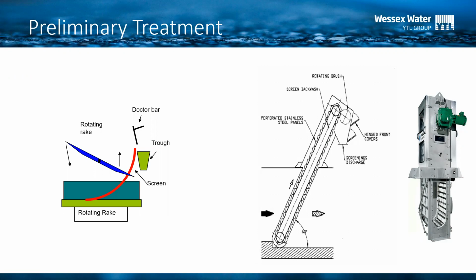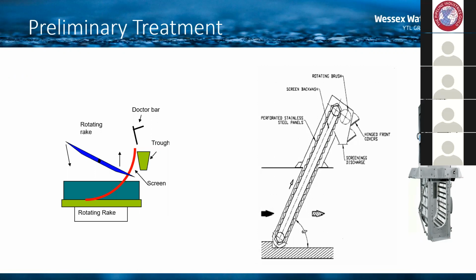So you were just talking through when the level rises on the screen on the right-hand side. Yes, when the level rises to a predetermined level, the screen will start to rotate, and you can see a rotating brush at the top. As the mesh rotates round, the brush clears any rag and solids that have built up on the screen, and that goes off to a compactor system. As the screen rotates around, the mesh at the bottom will then be clear, and flow will continue to pass through. If we go on to the next slide, we've got an image of the compactor system.